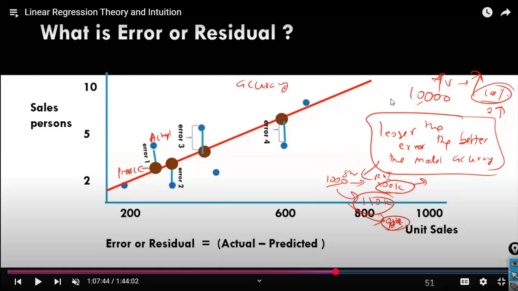Okay, I want to add all these values so that I will get to know the total error. So I don't want to suppress the error. I don't want to underplay the error by subtracting the values. Right, for this line, what is the sum of squares?